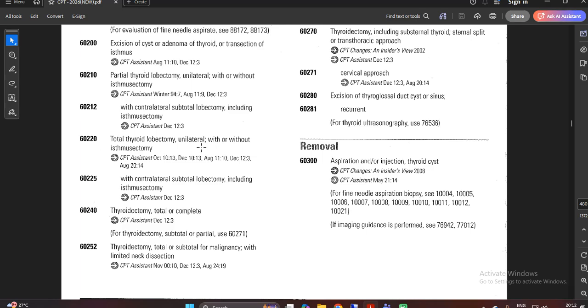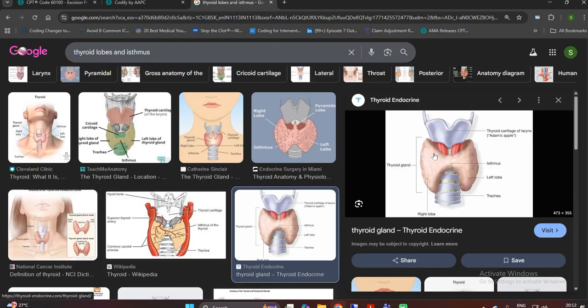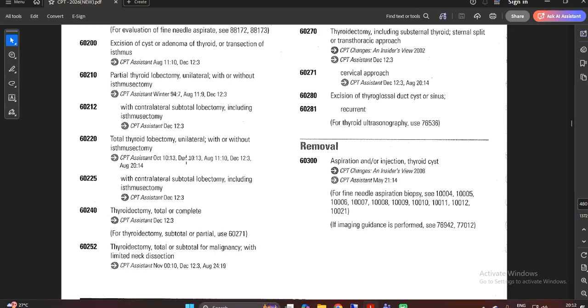Okay, and this is unilateral, and if the physician performs a contralateral subtotal, again here also the right side complete lobe, the left side part of the left lobe. So that time you will use this one, 60225. Okay, so mostly you will get this one, 60220, for unilateral thyroid lobectomy. So 99% of the time you will encounter this code, 60220. Mostly the physician will not perform any contralateral, you will mostly get only unilateral total thyroid lobectomy.